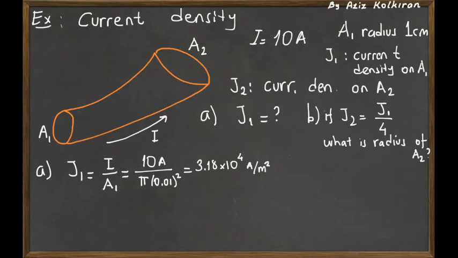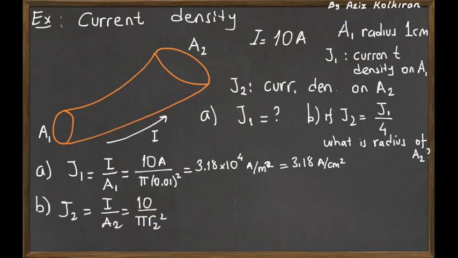Let's put the square in here. But if you want to find the current density in terms of amperes per centimeter squared, then you just leave it without conversion to meters, as 1 centimeter, right? 1 centimeter squared. So in that case you will have the current density 3.18 amperes per centimeter squared.